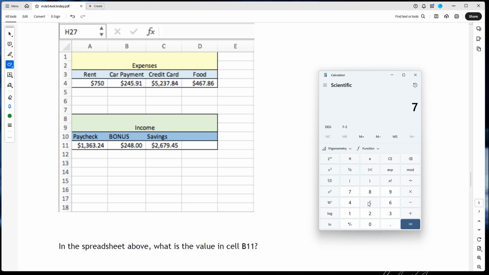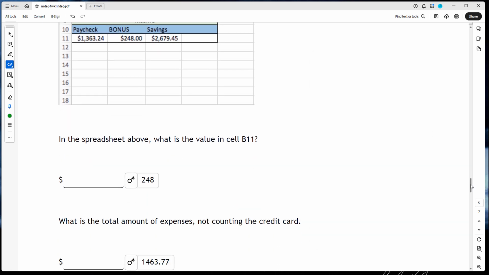So 750 plus 245, 91 equal plus 467 dot 86 and up with $1,463.77. And that's what they have there.